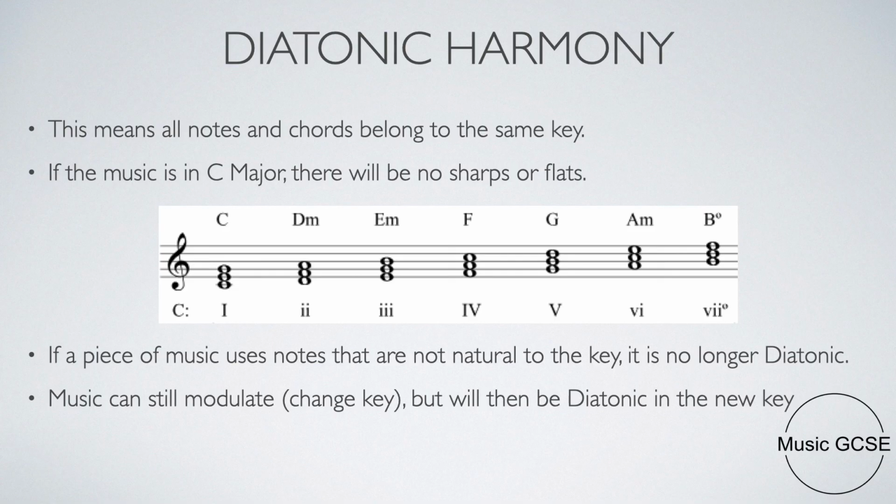So for instance, if a Baroque concerto was written in C major, it could modulate and change to A minor, but once it's modulated and changed key, it means that all the notes and chords will then be diatonic to that new key, in my example, A minor.